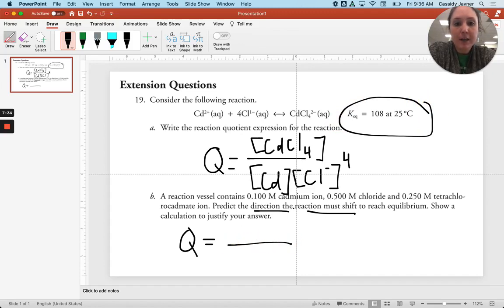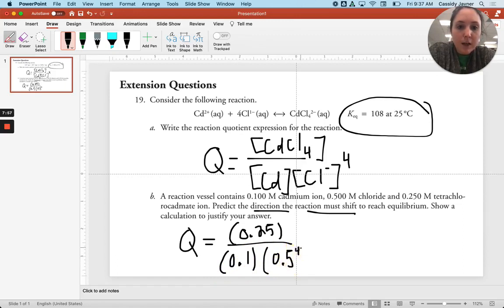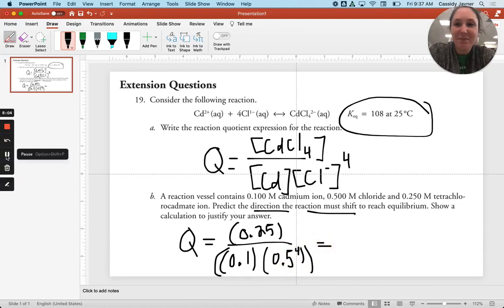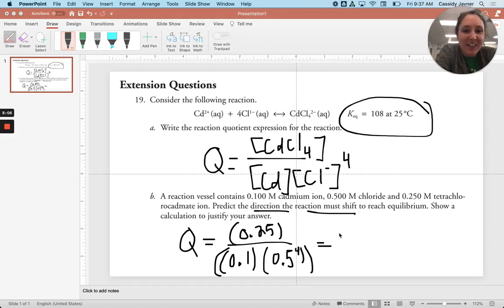So again, my products, cadmium tetrachlorocadmate, here, what a name, is 0.25, divided by my cadmium ion, which is 0.1, multiplied by my chloride ion, which is 0.5, and that one is raised to the 4th. And when we multiply this, don't forget to divide by the whole entire bottom here. So let's grab our calculator and punch that in. So when I calculate this, I get a Q of 40.